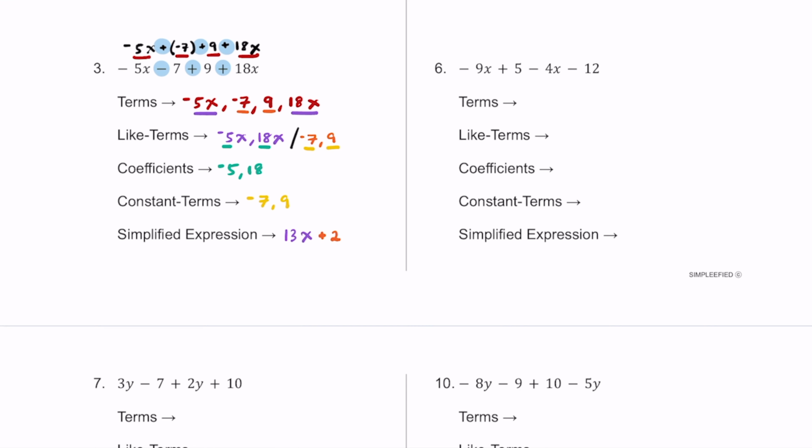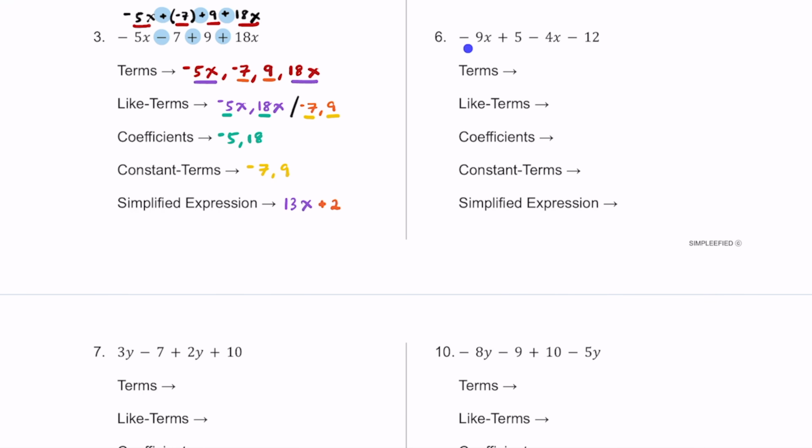All right, for number 6, we have this expression of negative 9x plus 5 minus 4x minus 12. It looks like we have an addition sign here, which we like. However, this subtraction and this subtraction, we want to go ahead and rewrite as addition here. So we can write this as negative 9x, keep that the same, add the 5, keep that the same. But instead of subtracting 4x, we can say we're adding a negative 4x, okay? And instead of saying subtracting 12, we can say let's add a negative 12.